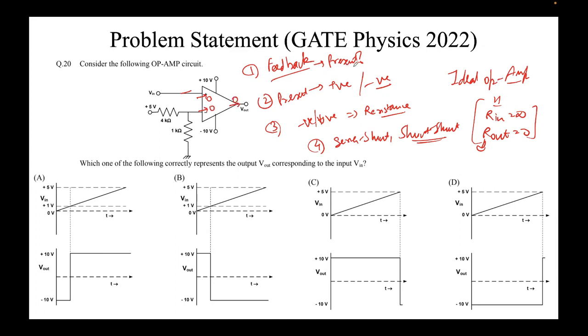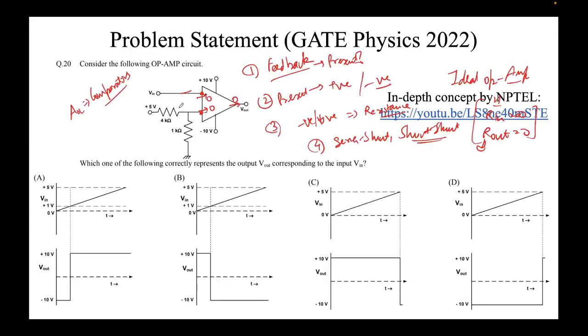Is the feedback present? No, feedback is not present. This is completely an open loop configuration. Open loop configuration circuits are nothing but comparators. Very simple. So now we need to compare. V in must be compared with whatever value is here. I'll draw the circuit again. V in is shown, and we need to identify the correct output. I'll draw the circuit on my next slide.